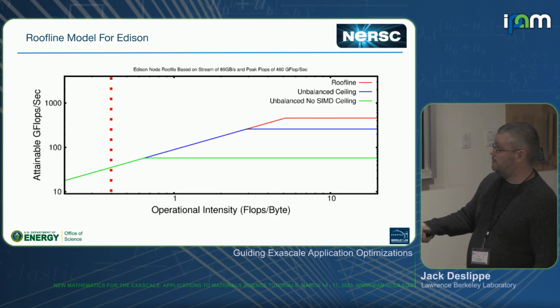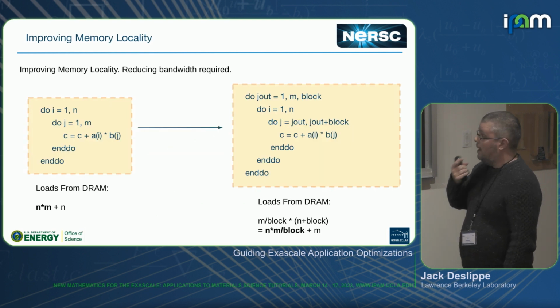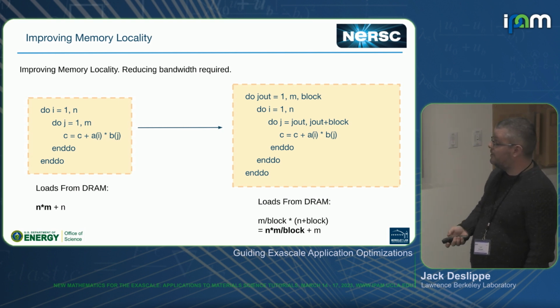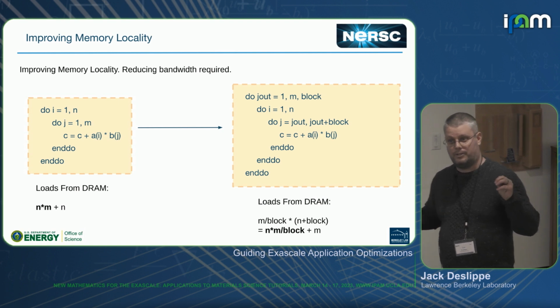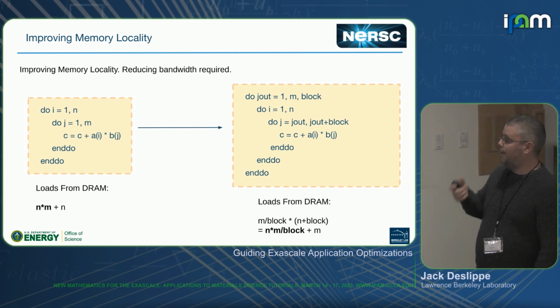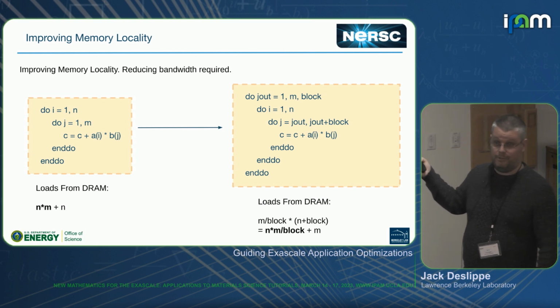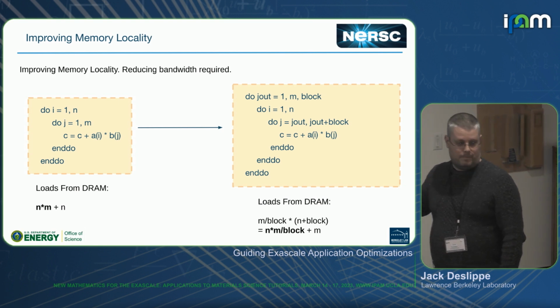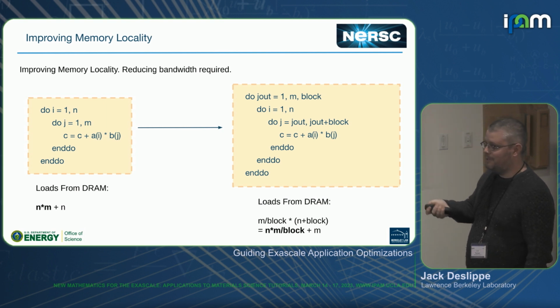If I were to draw its position on the roofline, it would be way over here to the left, and probably the dot would be right around that ceiling. So a trick to do this is something that you've probably heard of, called blocking or tiling. This is a common optimization strategy. Sometimes the compiler might actually do this for you. I wouldn't count on it. Lots of things prevent the compiler from doing things for you.